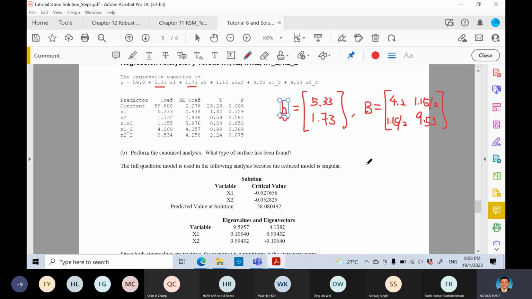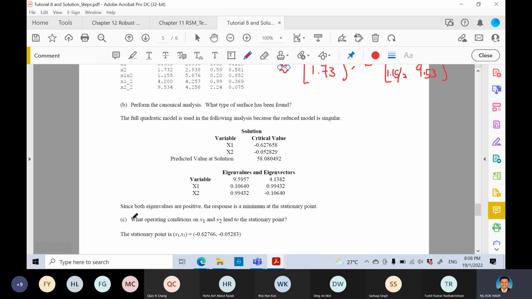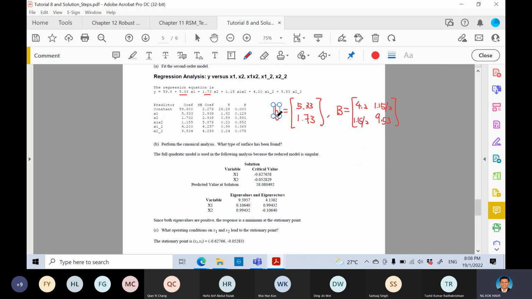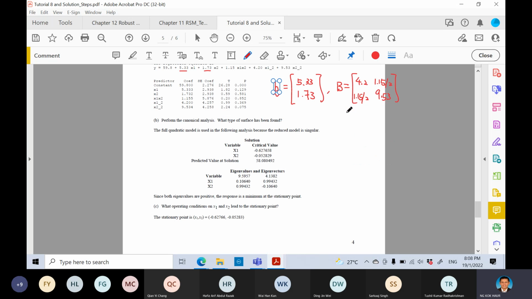So to get the stationary point, same as the question shows you the stationary point here, how to get the stationary point? You get the small letter b, the vector here, and the matrix here. Then you know that xs will equal to minus half B inverse b. I have shown you how this formula comes from.